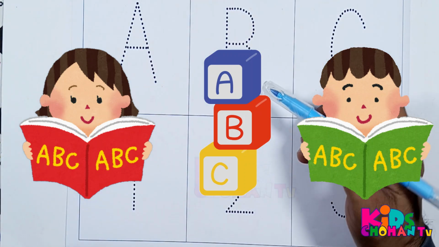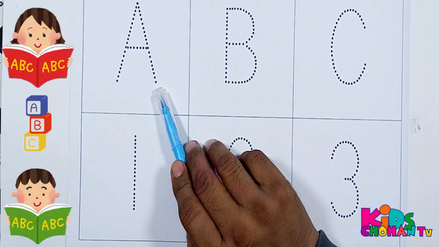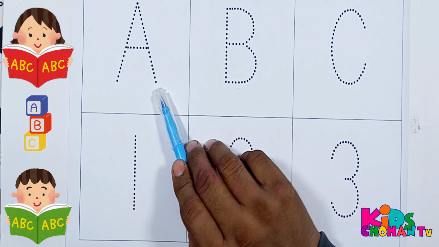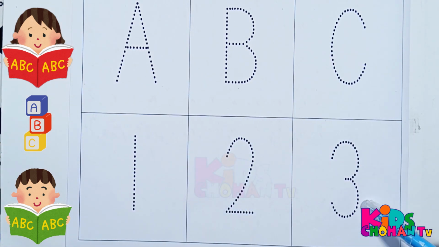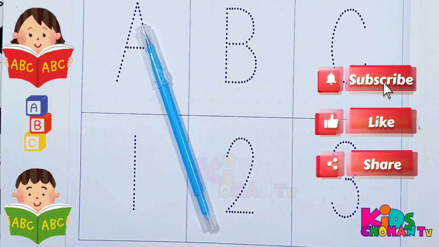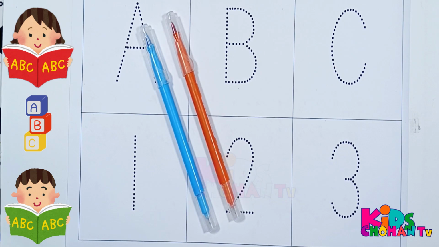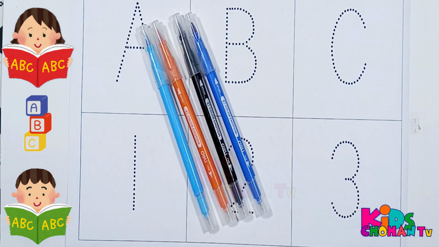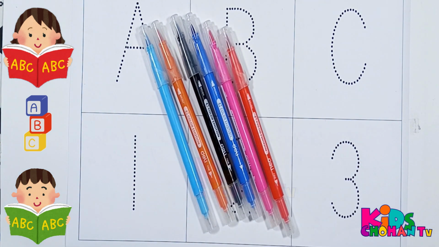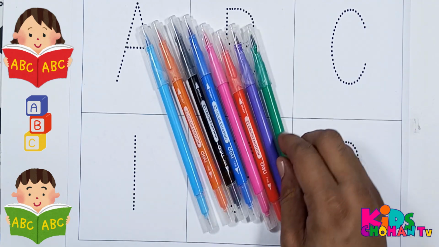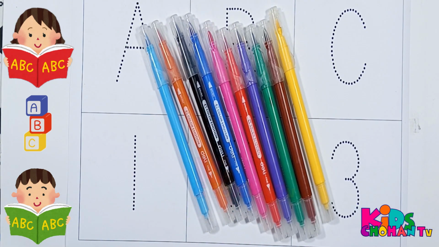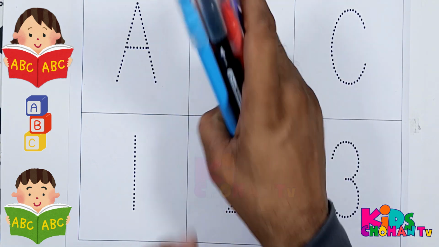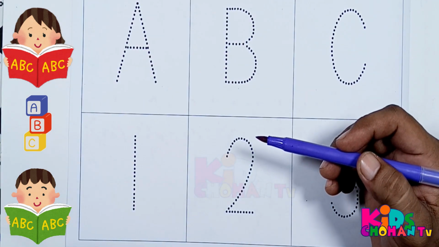Hi kids. Kids, in this video we will trace A, B, C, 1, 2, 3. Let's start. Colors name: sky blue, orange, black, blue, pink, red, violet, green, brown and yellow color. Violet color.